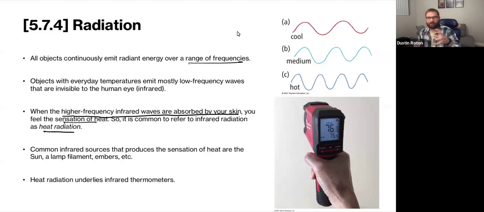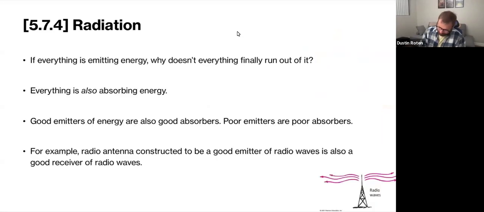So as we are emitting our own radiation, if we wanted something slightly higher to come in and heat us up, then sources would be like the sun, a lamp filament, embers, that kind of thing. This whole idea of things emitting at all times is exactly how these thermal infrared thermometers work. You just point it at something, it'll read those waves and tell you what the temperature of the object is.